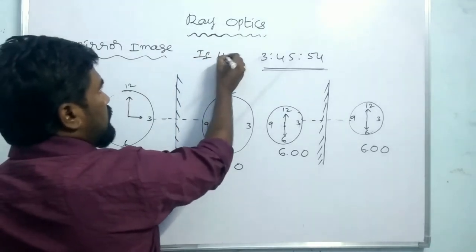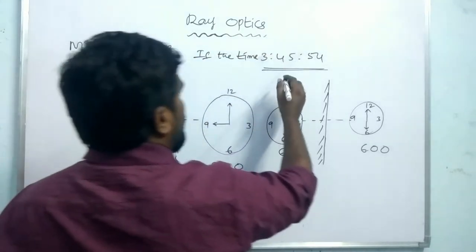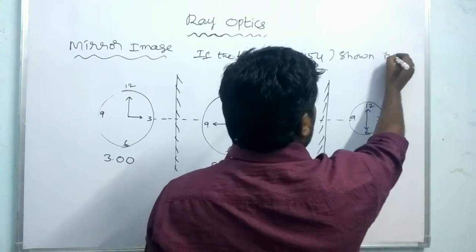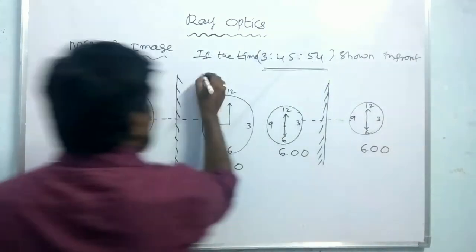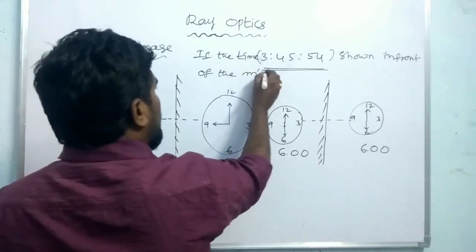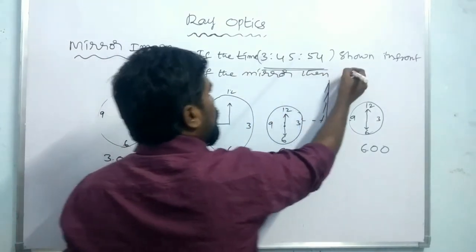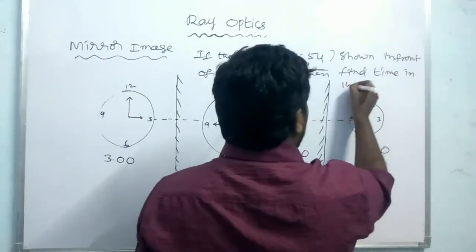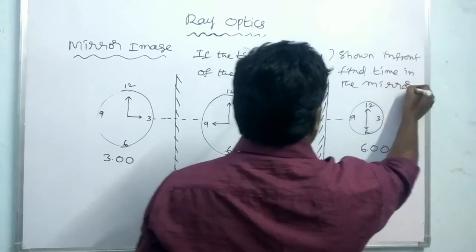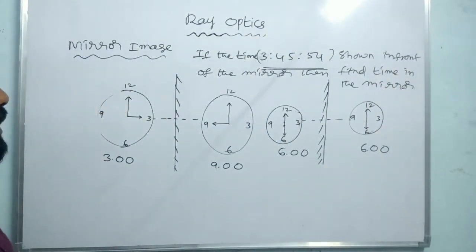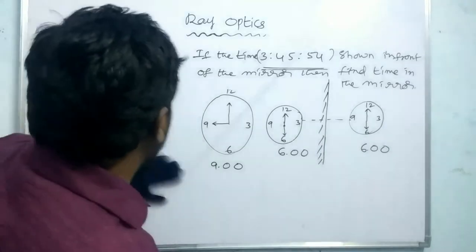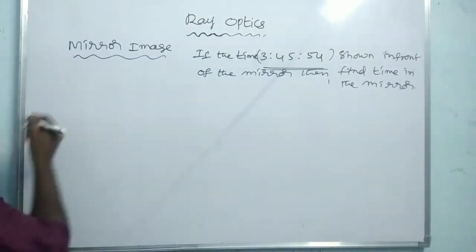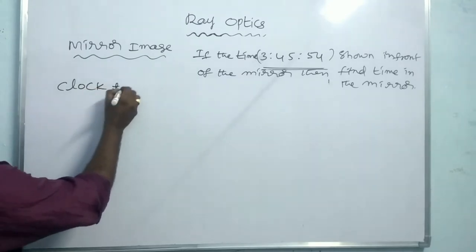If the time shown in front of the mirror, then find the time in the mirror. How can we find this? Let us see. The simple trick is, whatever the time will be given, we have to measure easily. So it is a clock trick.